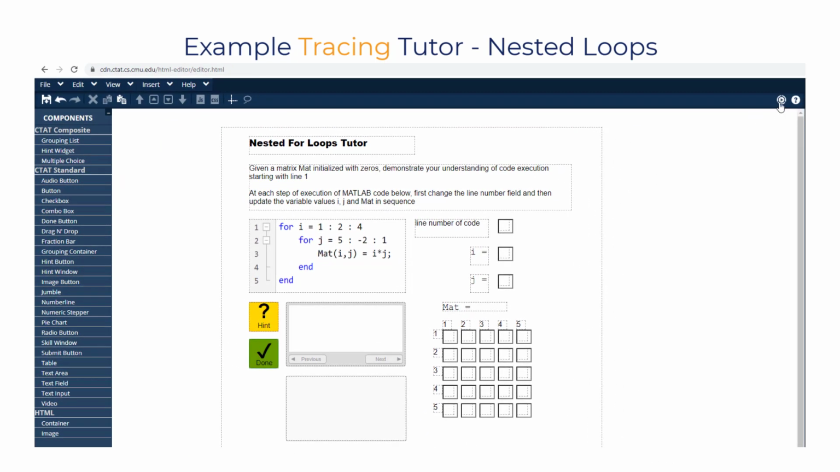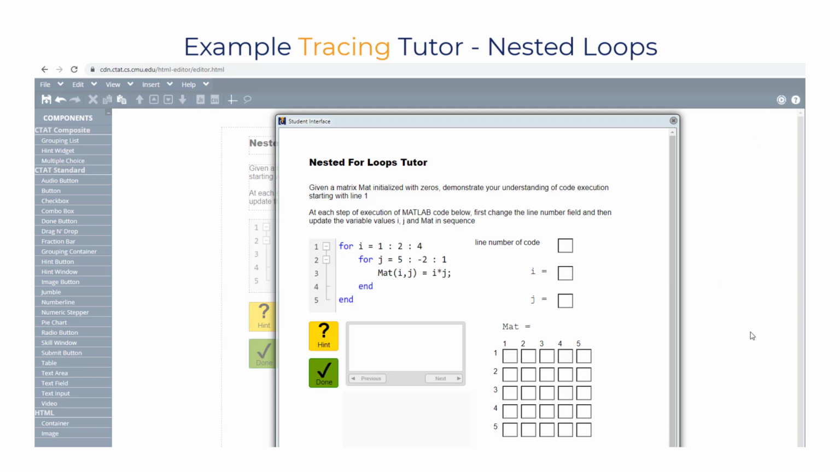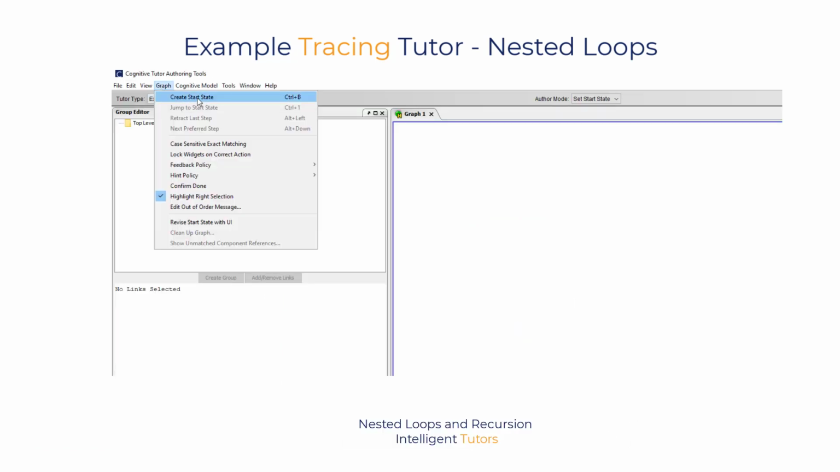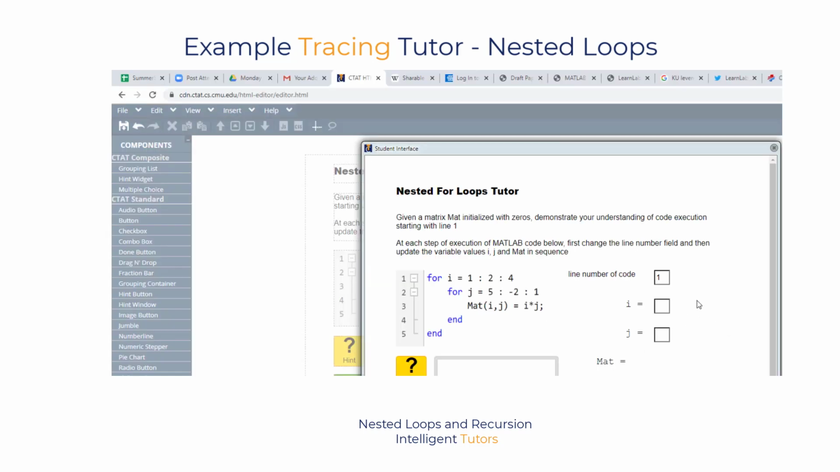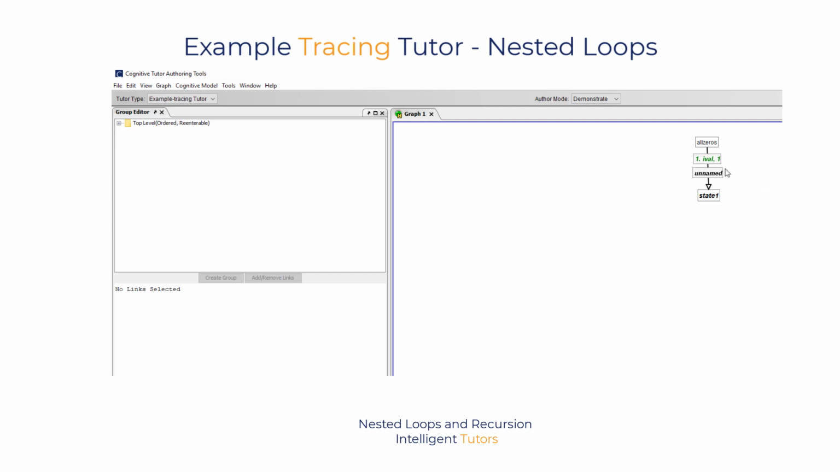Now let's see how this interface looks like for the student. Okay, so this is the interface. Now this interface, you can choose to give the initial state for the student. So the code is at line number 1, and all the elements in the matrix are initialized with zeros. So you create the start state in the CTAT tools, you give it a name, and from now on, you demonstrate to CTAT how the correct solution or the correct flow looks like. So each time you add a correct step, the step is reflected in the behavior graph in CTAT.